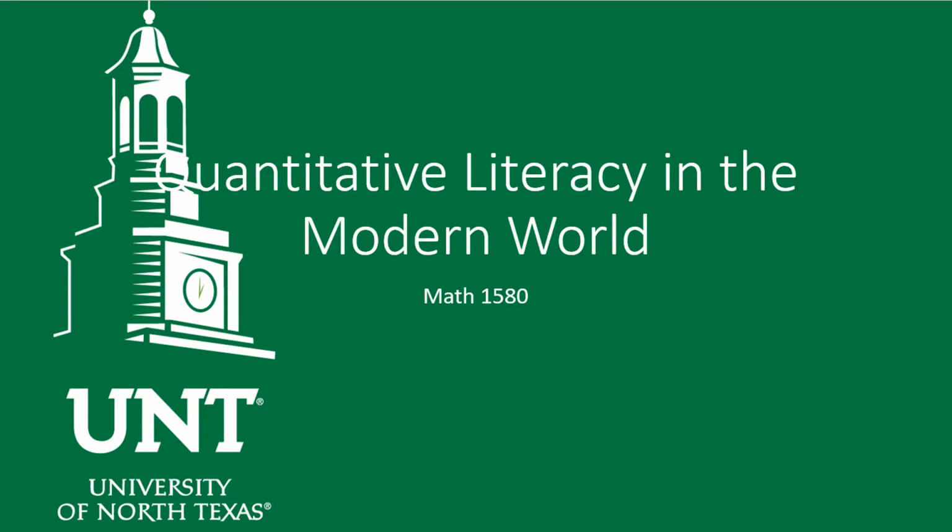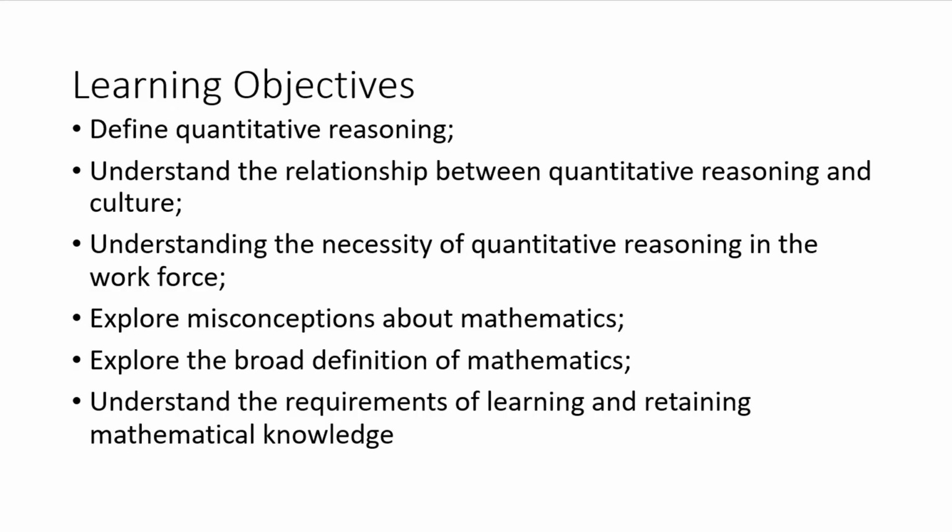The first lesson of our course is Quantitative Literacy in the Modern World. The learning objectives for this lesson are: 1. Define quantitative reasoning. 2. Understand the relationship between quantitative reasoning and culture. 3. Understand the necessity of quantitative reasoning in the workforce. Next one, explore misconceptions about mathematics. Then explore broad definitions of mathematics. And finally, understand the requirements of learning and retaining mathematical knowledge.